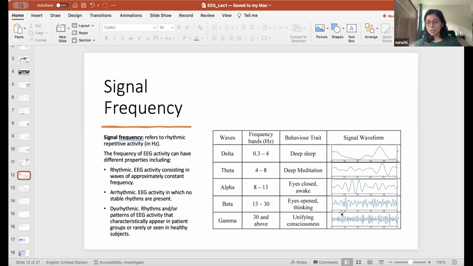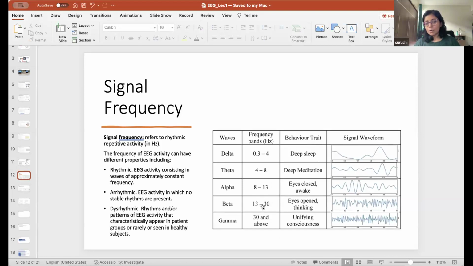Not only are they important, they're also important in segregating people into different states. Deep sleep looks a little different. If someone has their eyes open and is thinking, you will see more between 13 and 30. And you can immediately ask them to close their eyes, and you will see more like 8 to 13. So they went from beta to alpha.